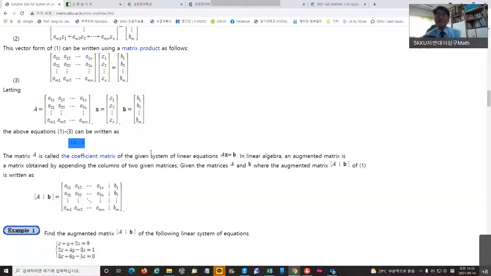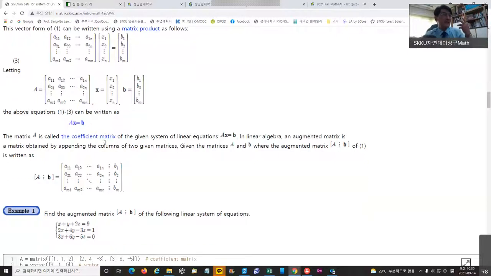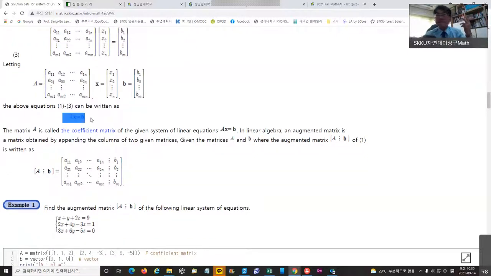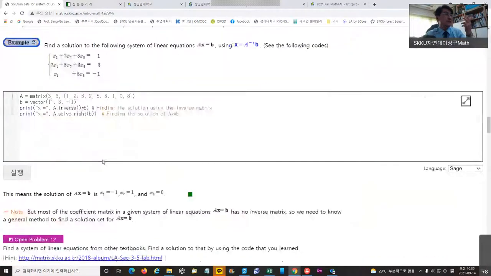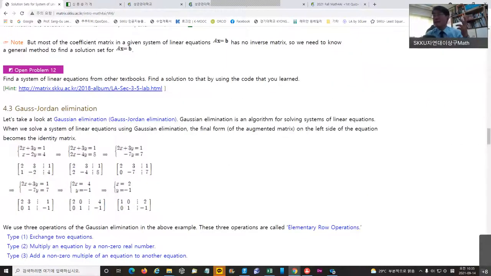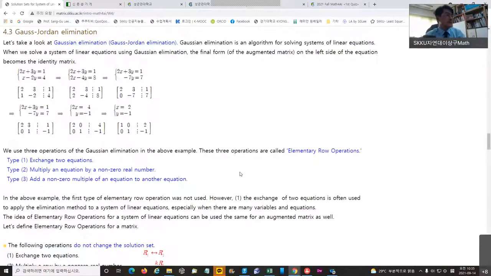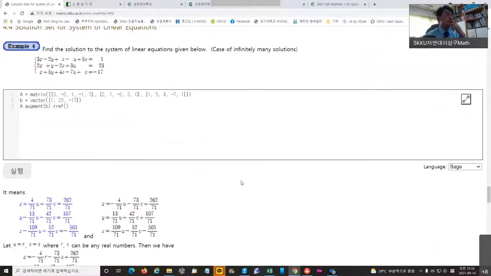In order to understand it, we have to study this linear system of equations. From here, the one that Mr. Kim Daniel had a question about was this.